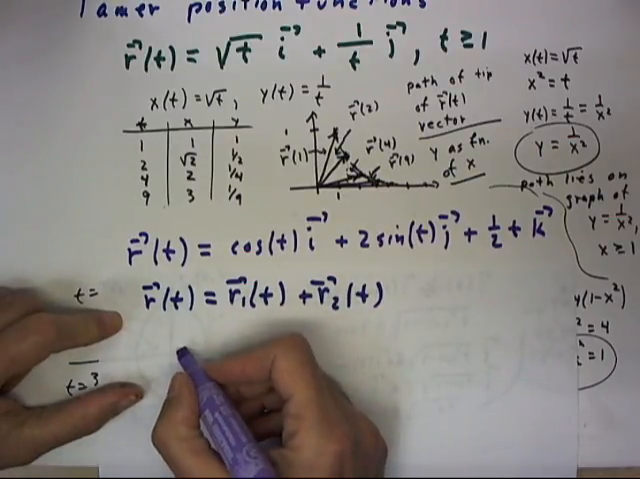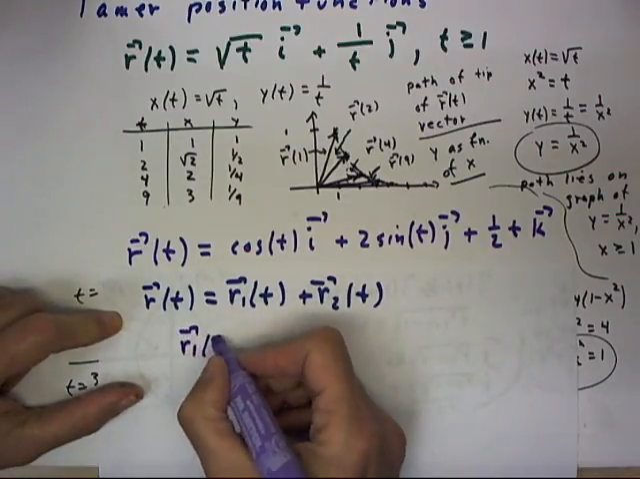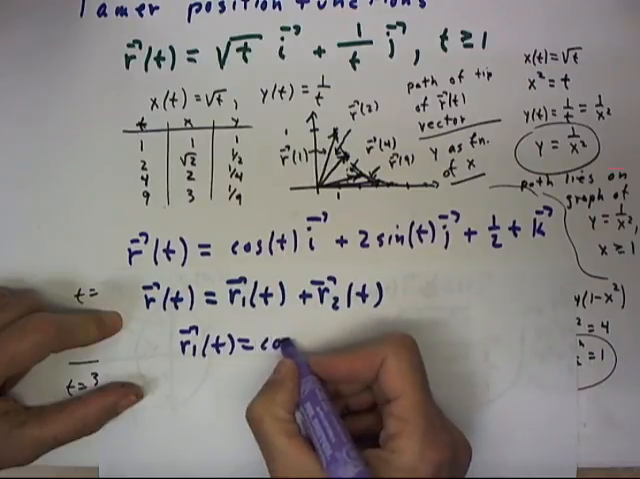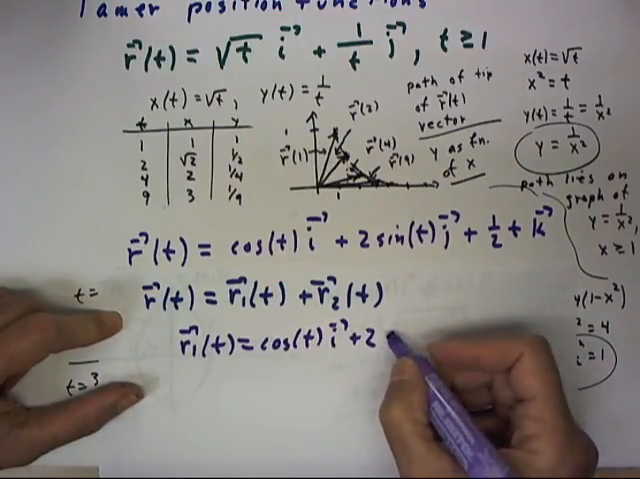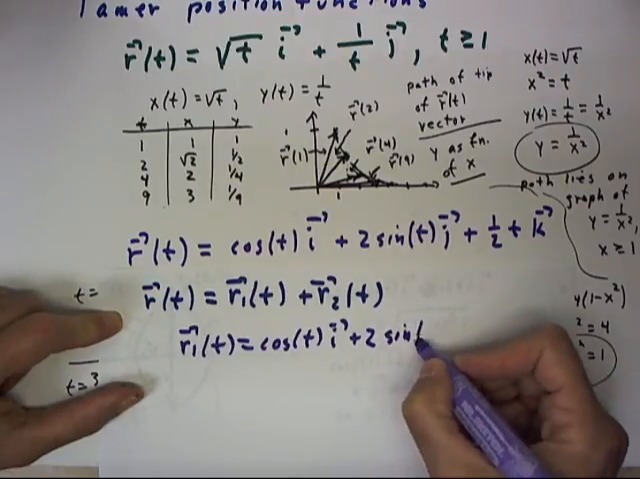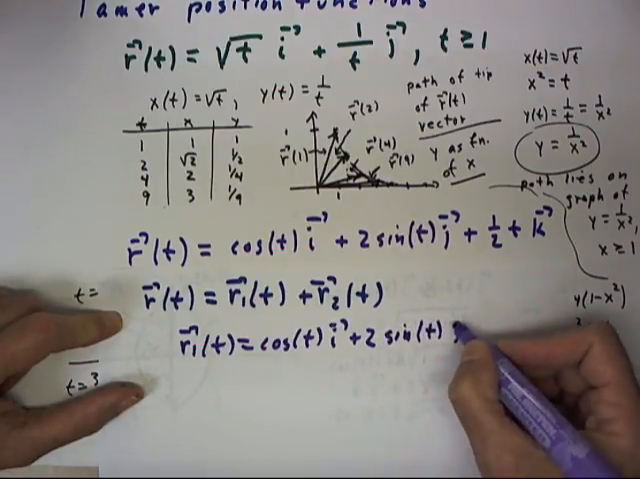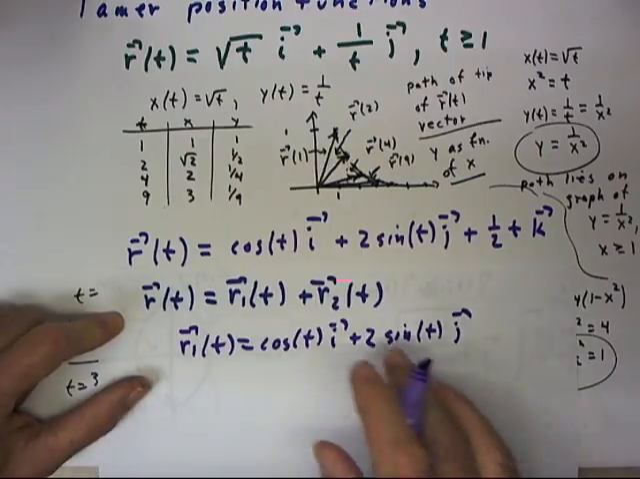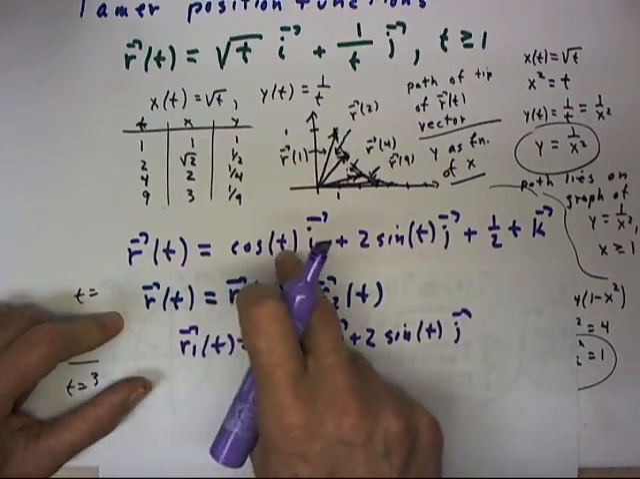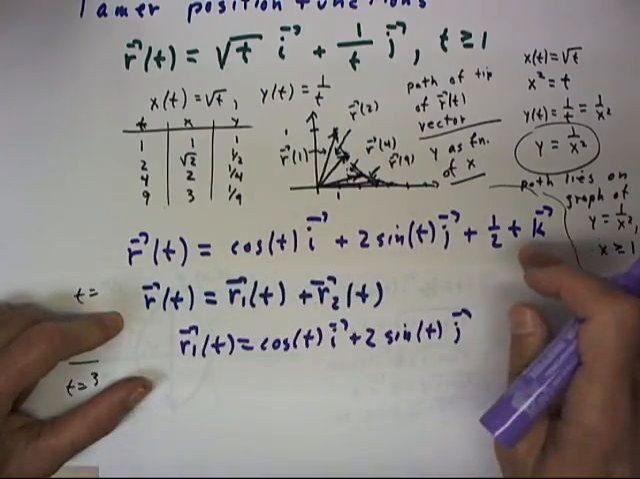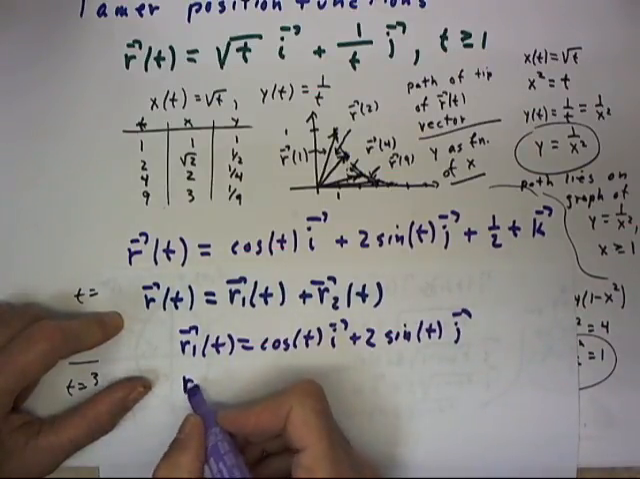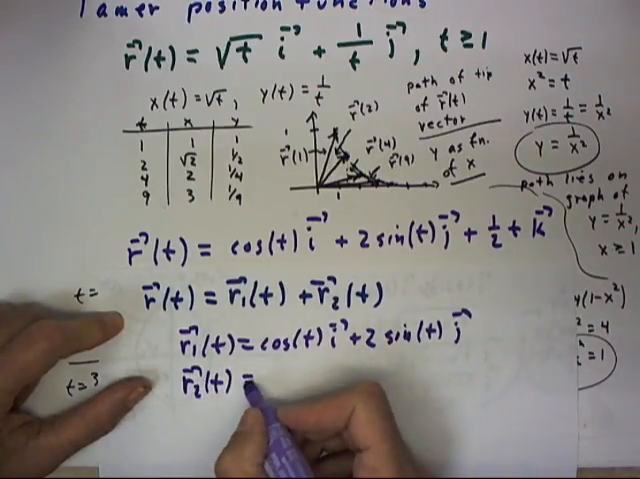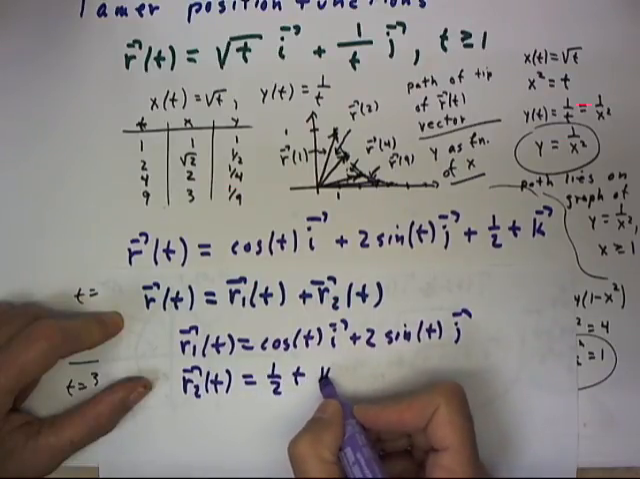We've already let r1 of t equal cosine of t i plus 2, remember the 2 this time, sine of t j. That gives us a lot of our function r of t. The rest of it's just the 1/2 t k, so why don't we just let r2 of t equal 1/2 t times k.